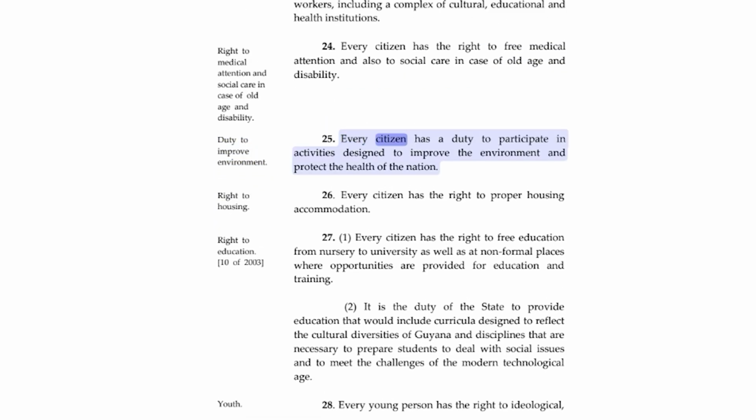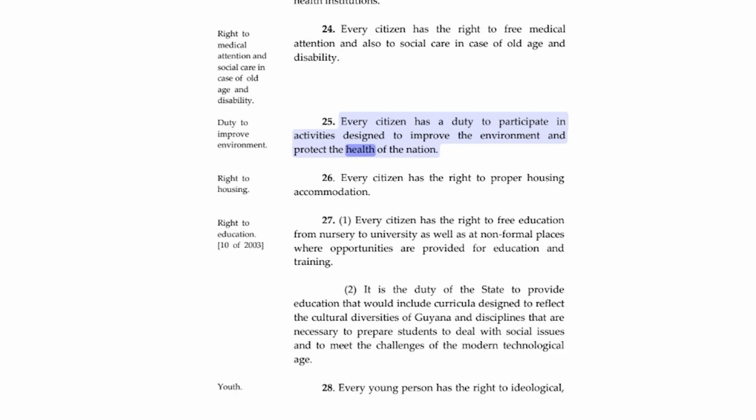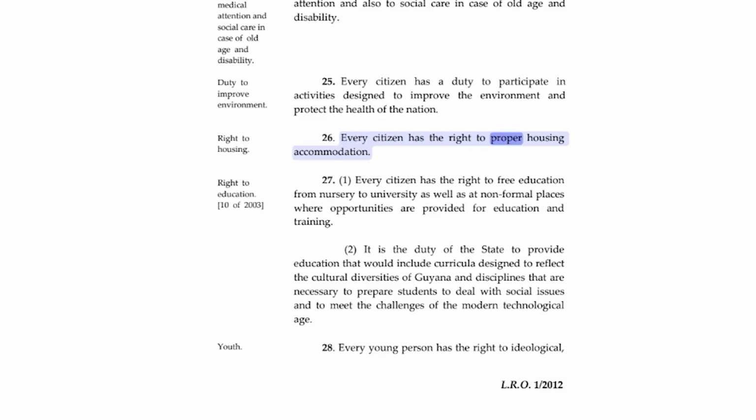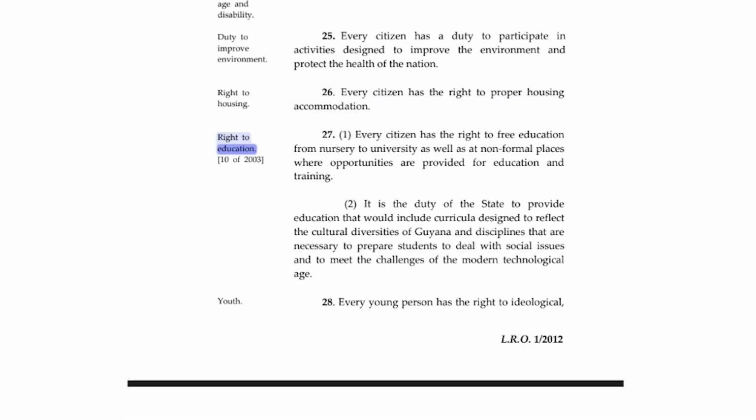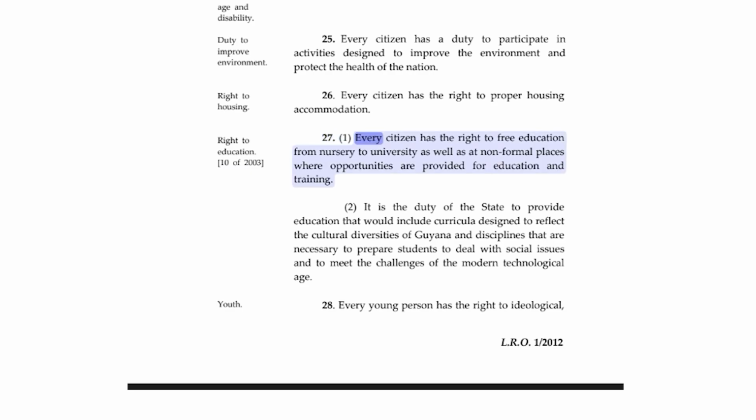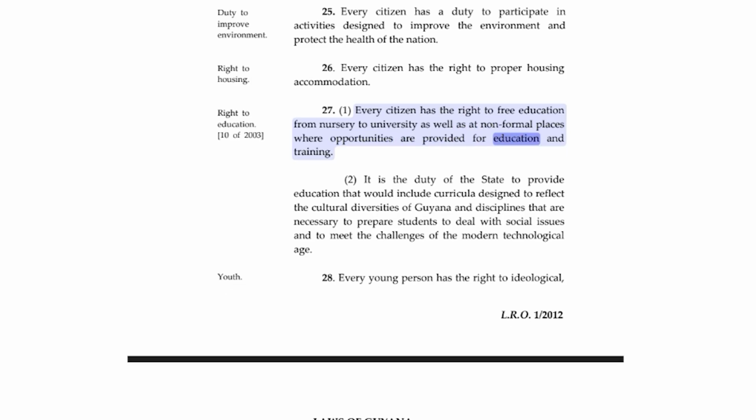Duty to improve environment. 25. Every citizen has a duty to participate in activities designed to improve the environment and protect the health of the nation. Right to housing. 26. Every citizen has the right to proper housing accommodation. Right to education. 27. 1. Every citizen has the right to free education from nursery to university, as well as at non-formal places where opportunities are provided for education and training.